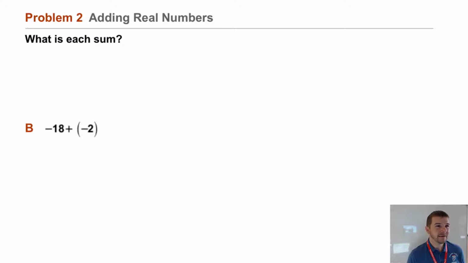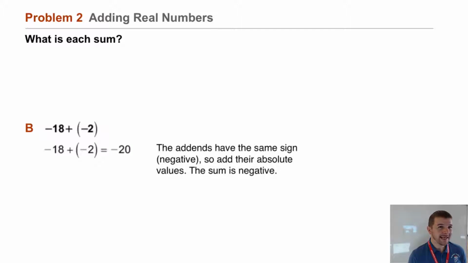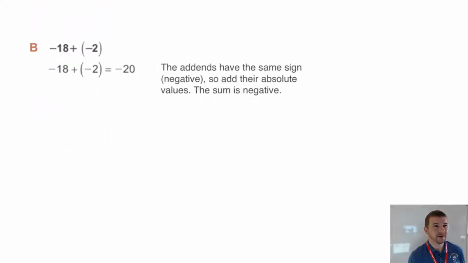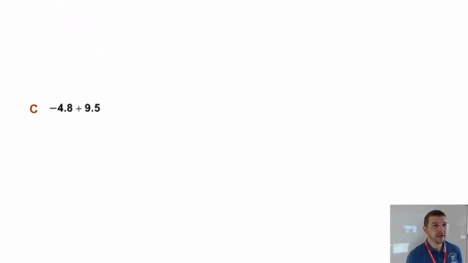Part B, negative 18 plus negative 2. Well, negative 18 plus negative 2 is negative 20. The addends have the same sign, that's negative, so add their absolute values. The sum is negative.